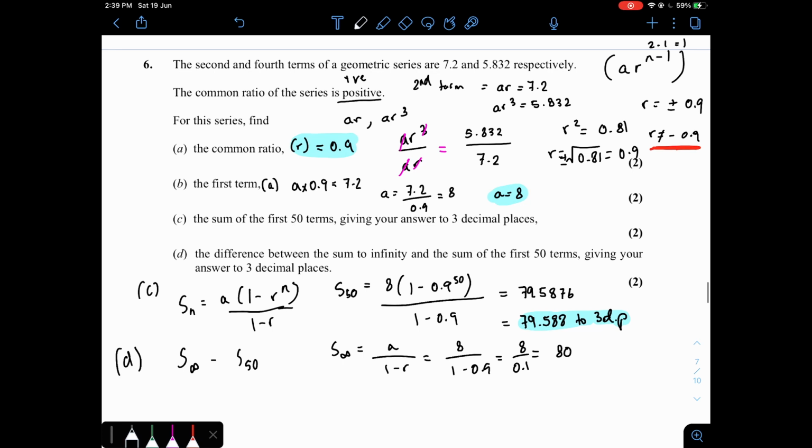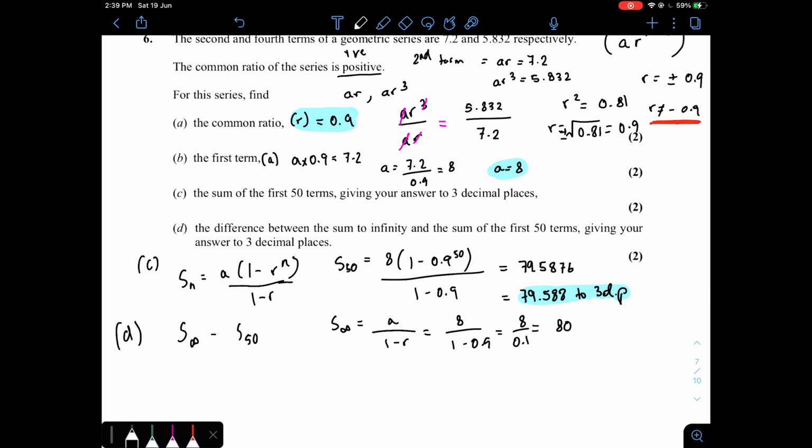And we already know what S50 is from the previous question. So S infinity take away S50 will be 80 minus 79.588. You put this in the calculator, 80 take away answer, so that will be 0.412. So our answer is 0.412.